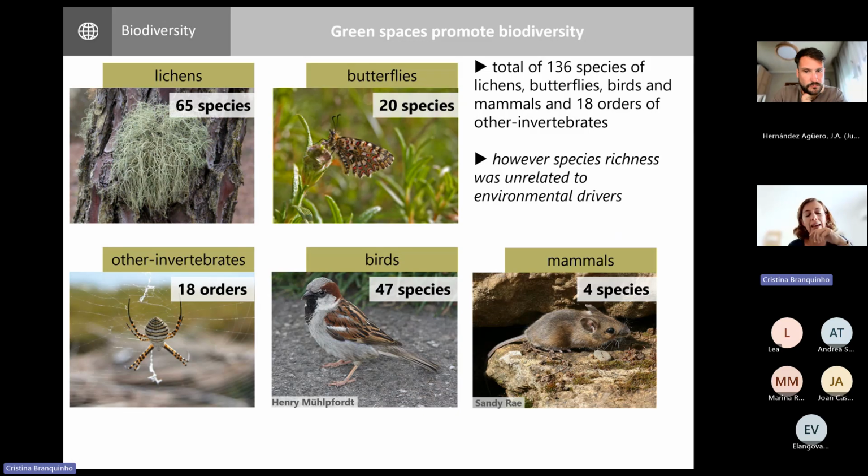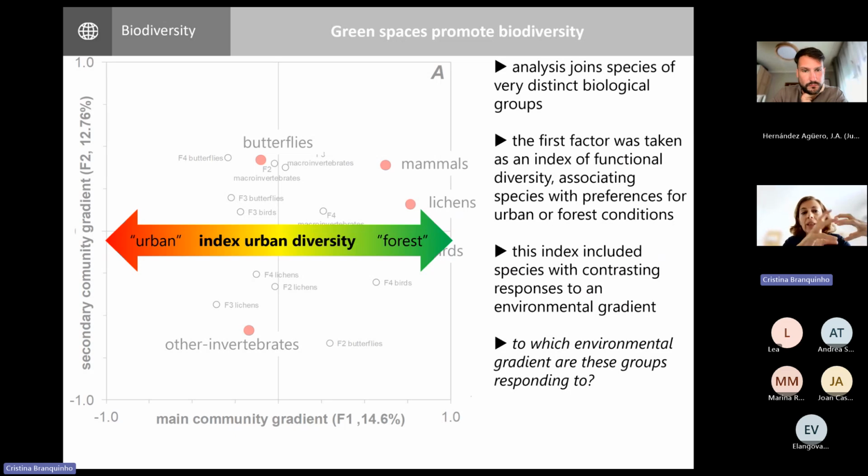We did multivariate analysis for each taxon, and we tried to find in each taxon the axis related with urban variables. We then did multivariate analysis with the different gradients that we extracted from each taxon. In this analysis, where we put together the multivariate analyses of the previous taxa, we found a gradient that we called an urban index gradient, which was also a forest gradient. We have the highest number of mammals, lichens, and birds. Butterflies and other invertebrates were not really explaining this urban index.